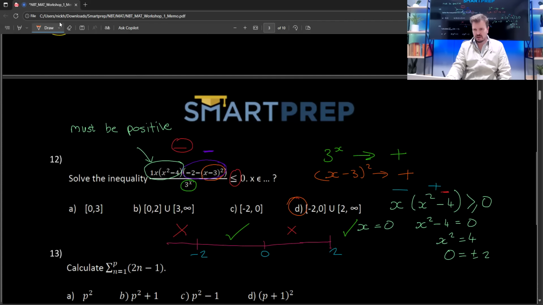Now, I do not like that they put a square bracket here, because you cannot touch infinity, but there is no other option. So it's got to be that one.